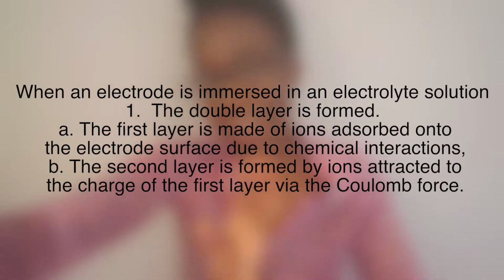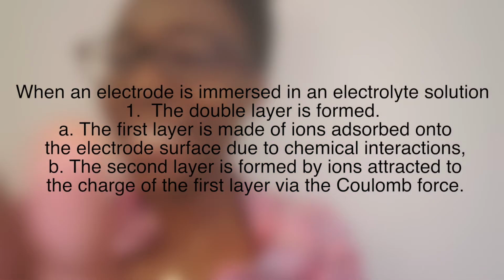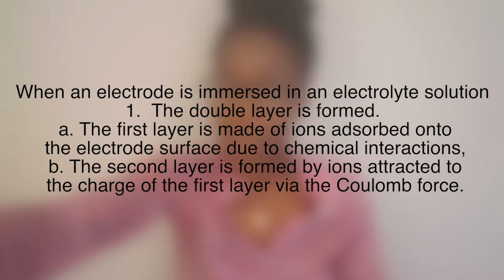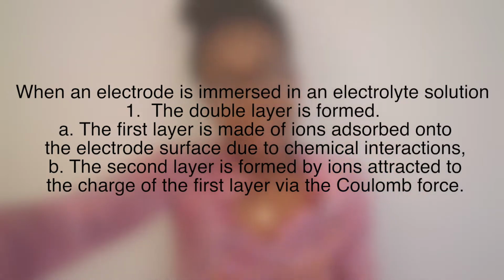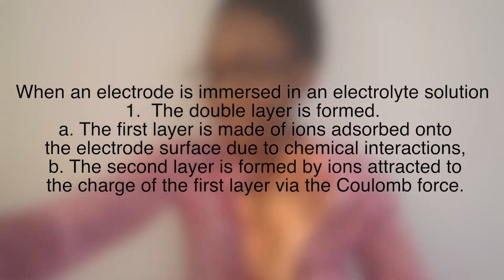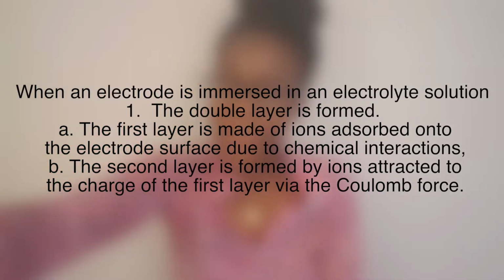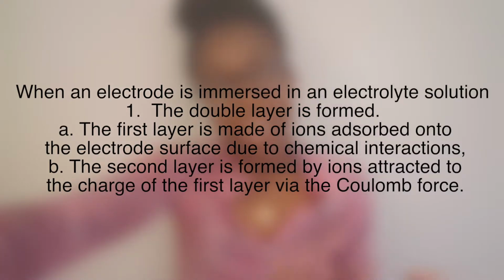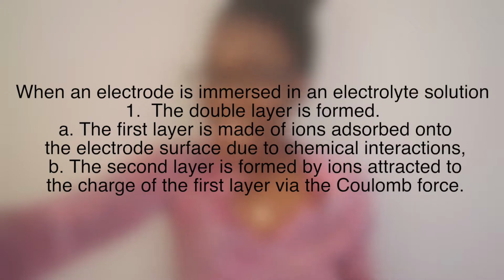One thing that should be understood is what happens when the electrode is immersed in the electrolyte solution. That is very important because when the electrode is immersed in the electrolyte solution, an interfacial region called a double layer is formed. And this double layer is actually two parallel layers of charges, where the first layer is made of ions that are absorbed on the surface of the electrode due to the chemical interactions that can either be positive or negative.